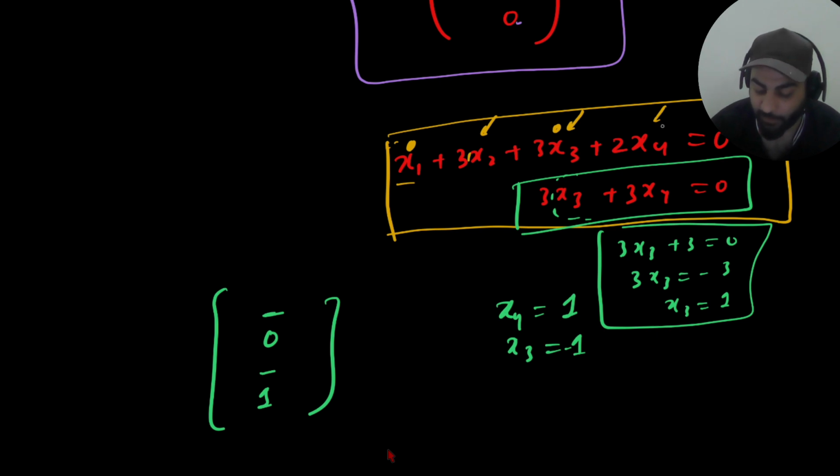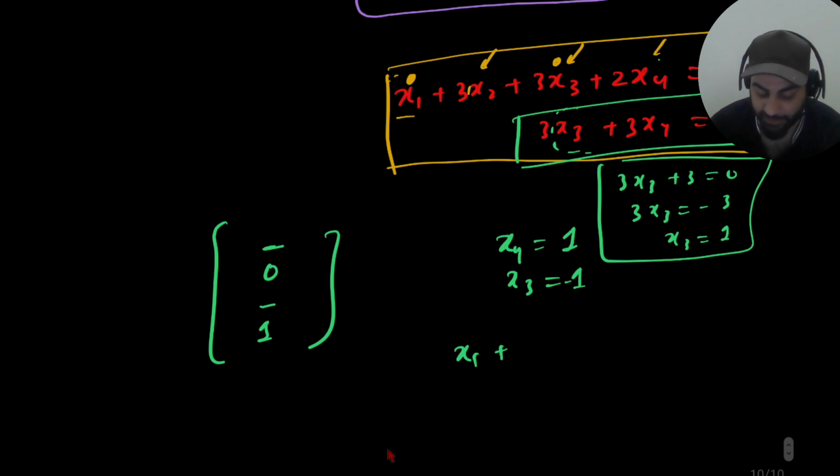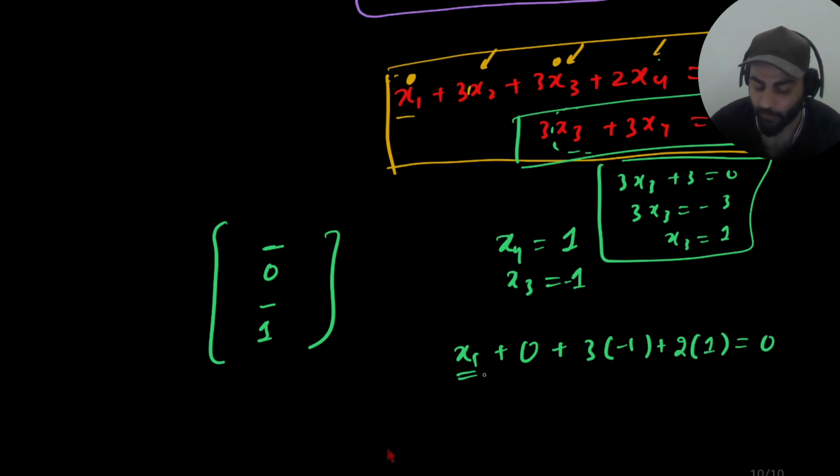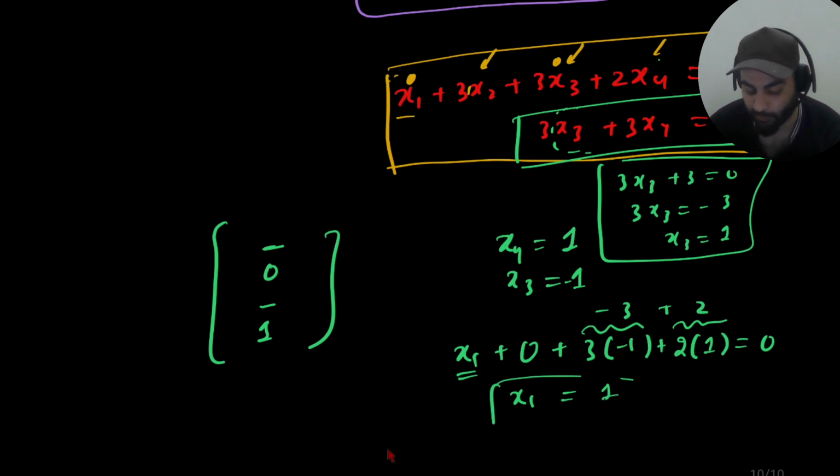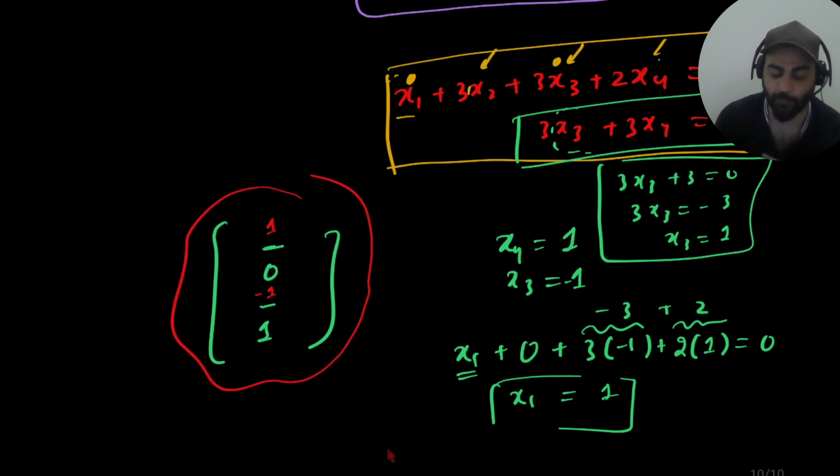So now I have the value of x4 and the value of x3. I put x1 plus 3x2, x2 is 0, plus 3 times x3, x3 is minus 1, plus 2 times x4, x4 is 1, equal to 0. I need to find the value of x1. So x1 is equal to minus 3 plus 2, which is minus 1; going to the other side, it becomes 1. So x1 is also equal to 1. So this is the other solution for the equation.